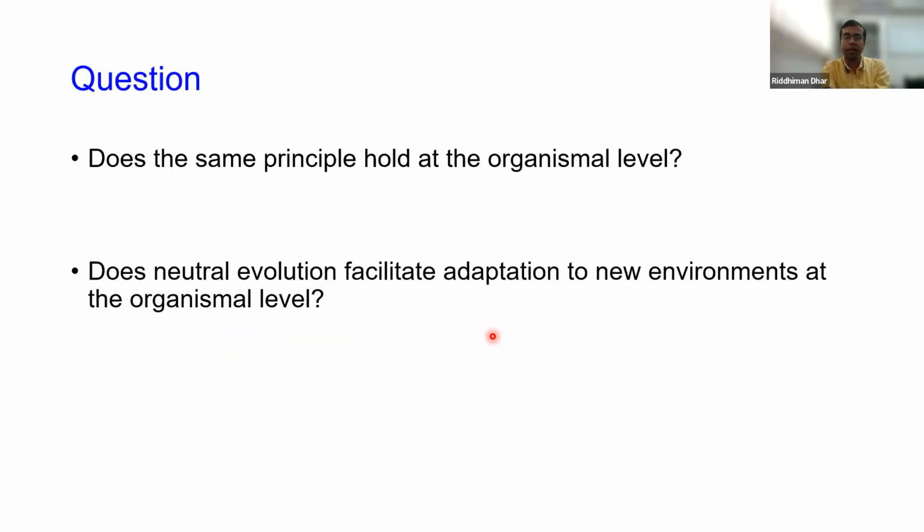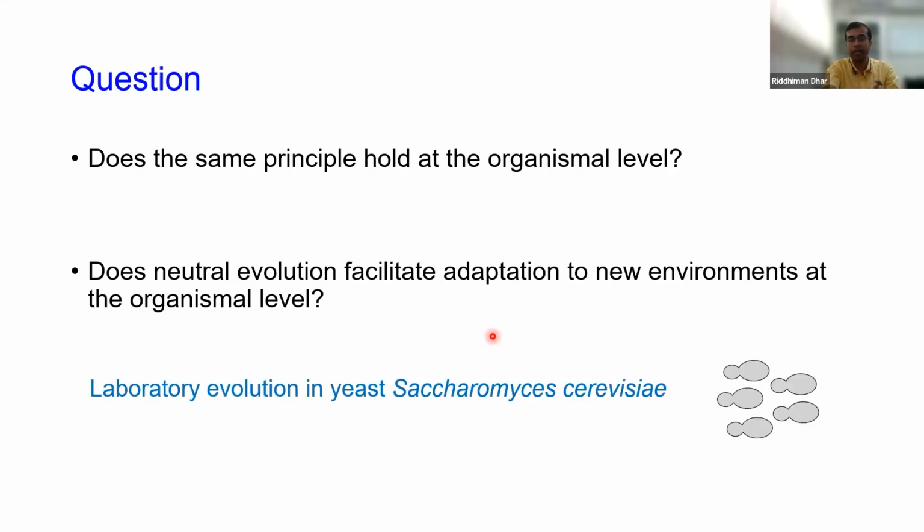So the question that we started with is, okay, we see this principle hold in the case of ribozymes as well as proteins, but does the same principle hold at the organismal level, right? What happens if we do the same experiment with an organism instead of a single protein or a single gene? So the question becomes, does neutral evolution facilitate adaptation to new environments at the organismal level? To test this, we did a laboratory evolution experiment in Saccharomyces cerevisiae.